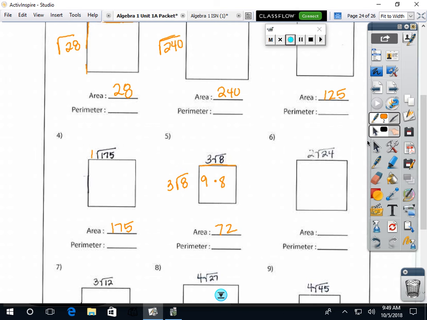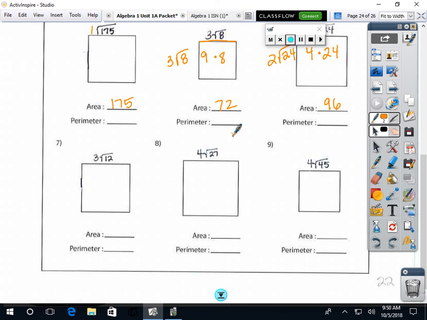All right, number 6. If the side of this square is 2 square roots of 24, so is this side. So is this side. 2 times 2 is 4. The square root of 24 times the square root of 24 is 24, right? And then what is 4 times 24? 96.